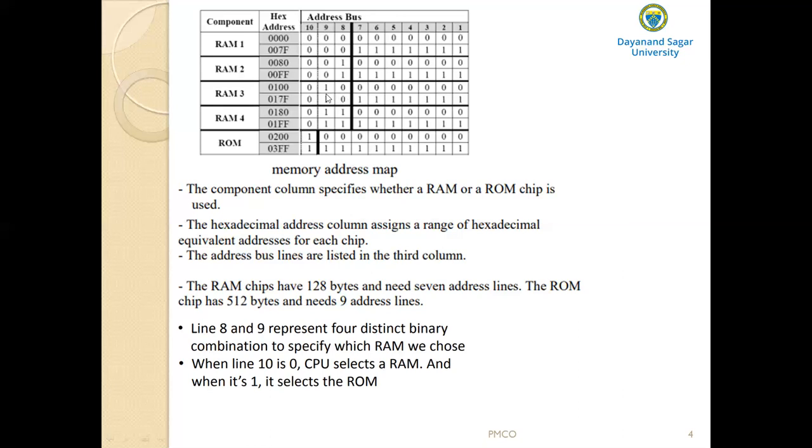Line numbers 8, 9, 10 will distinguish between RAM and ROM. Now group 4 bits and write the hexadecimal equivalent. So it is 0 1 0 0, and the ending address is 0 1 7. Similarly for RAM 4.